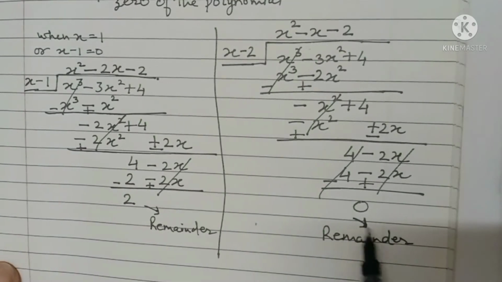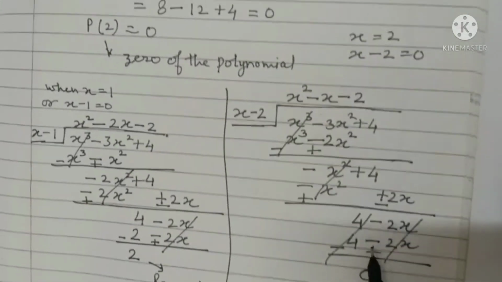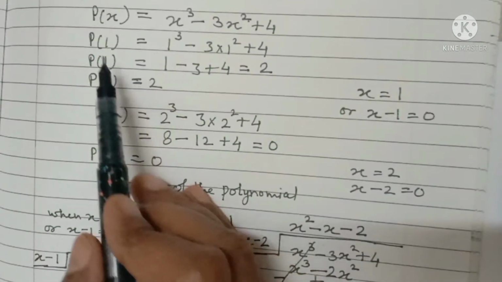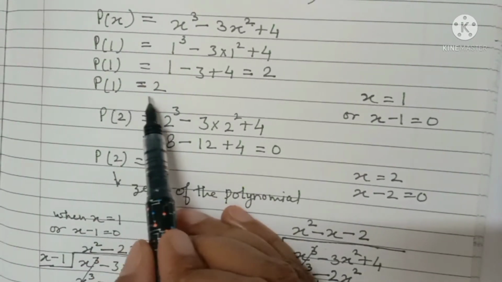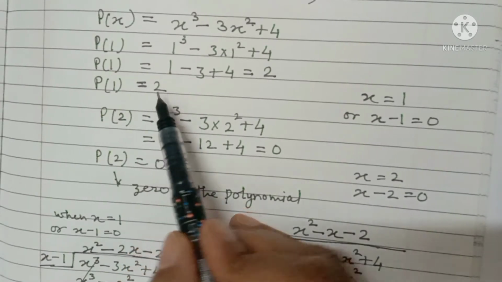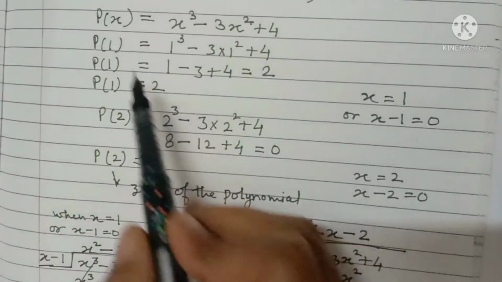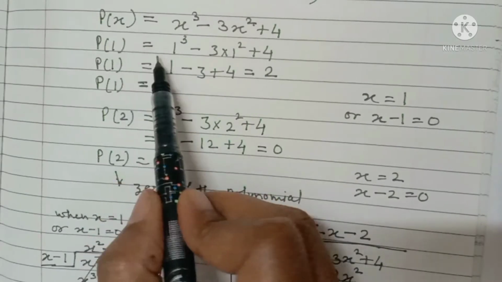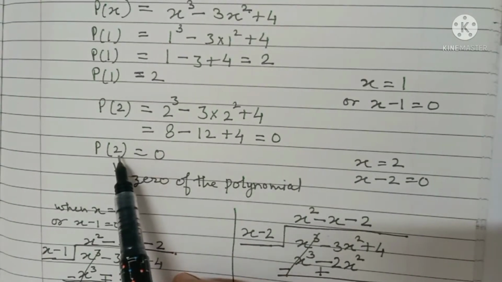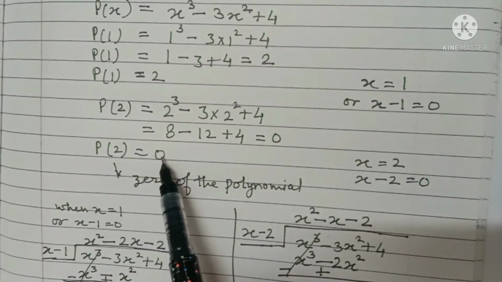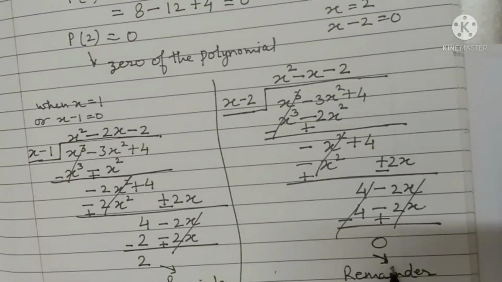So what conclusion will you get? Here the remainder is 2, here the remainder is 0, and when you substitute the value of x in the polynomial, when you substitute 1, you will get the value 2. So you see that the remainder by the long division method and the value when you substitute in the polynomial are both the same. And in the second case, when you substitute x is equal to 2, the remainder is 0, and by long division method it is 0.